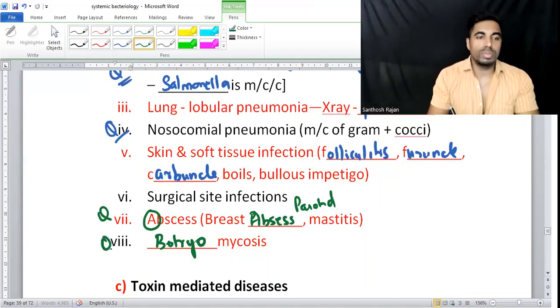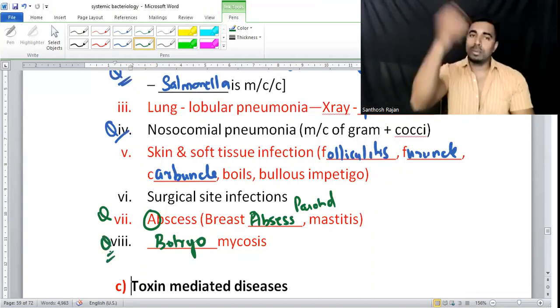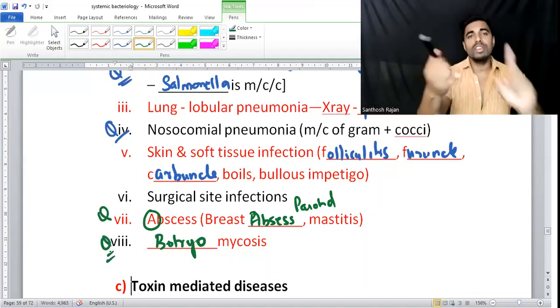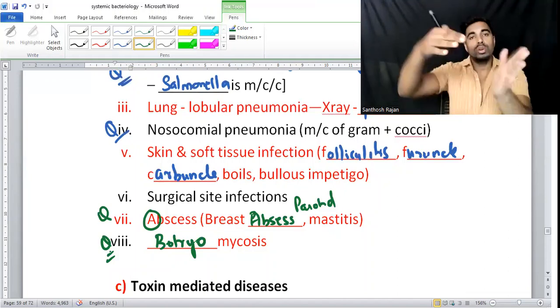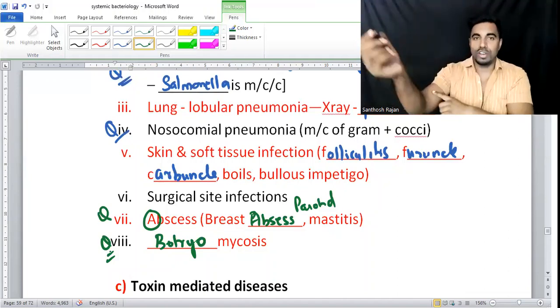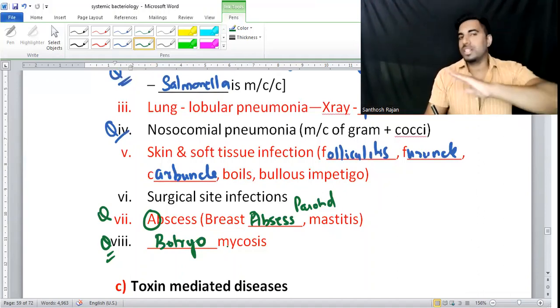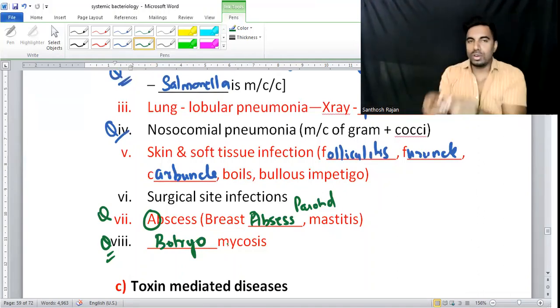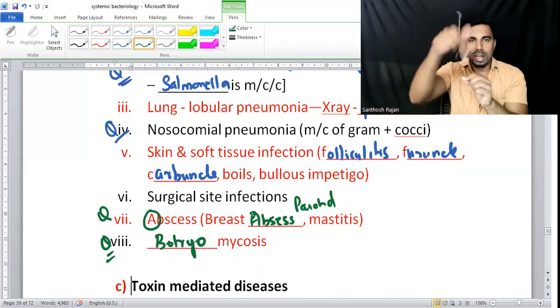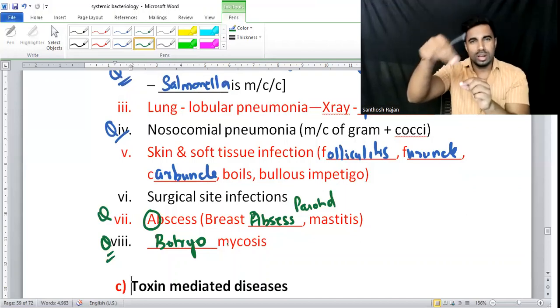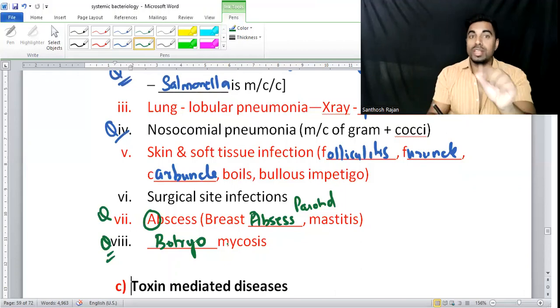Okay. And there's one mycosis called botryomycosis. Botryomycosis, please remember, this is not your other mycosis. Which mycosis? We have actinomycosis, mucormycosis. Those are fungus. Actinomycosis is different. But botryomycosis looks almost like that, with the typical granular discharge, the typical granules, the sinus, all those types of signs. But it's not a fungus. It is your Staphylococcus aureus.